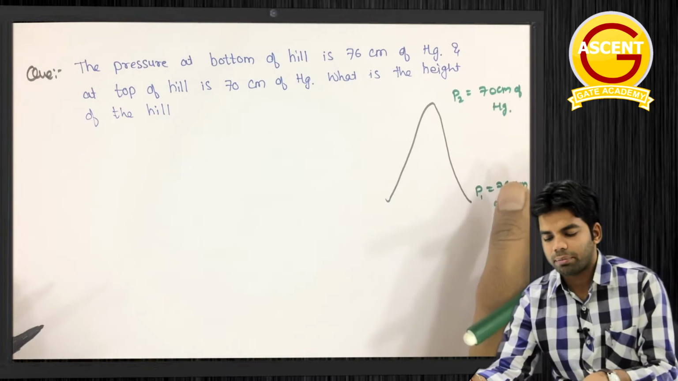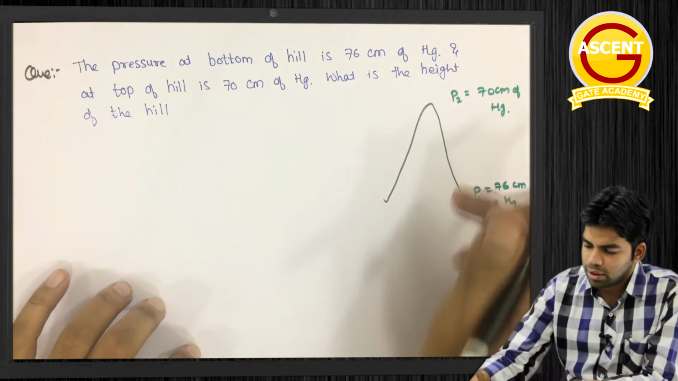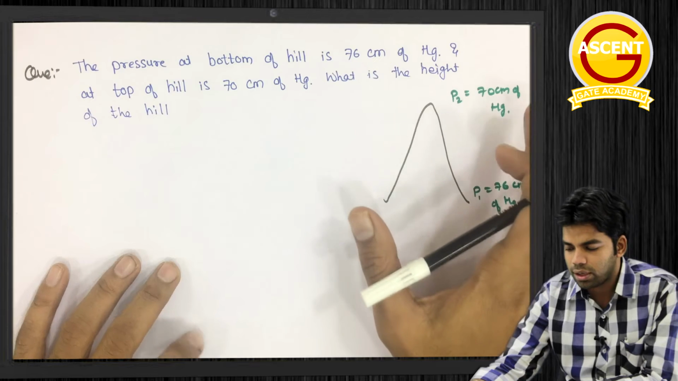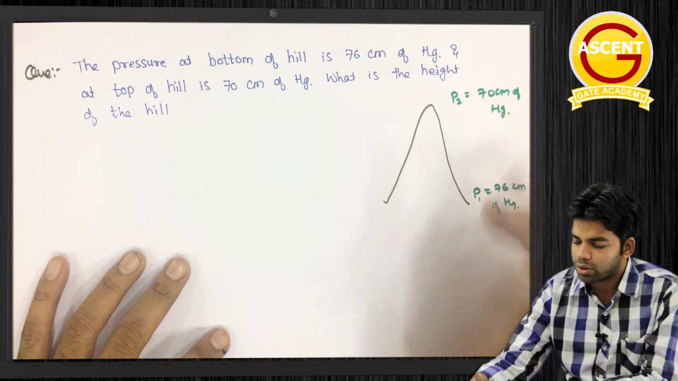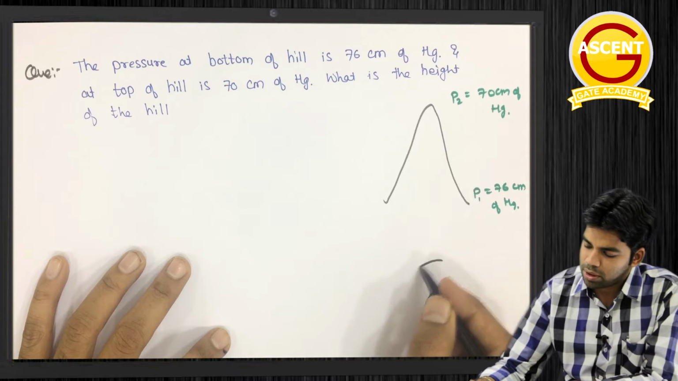Okay, now we have to determine the height of the hill. So the first thing to understand is why is there a pressure difference between the two points at the bottom and at the top of the hill. Why is there a pressure difference? One thing, as I told you, is that we are living on an earth which is surrounded by atmosphere.